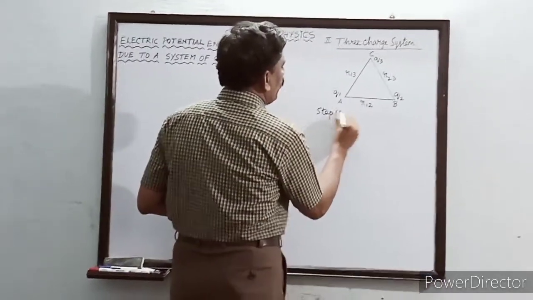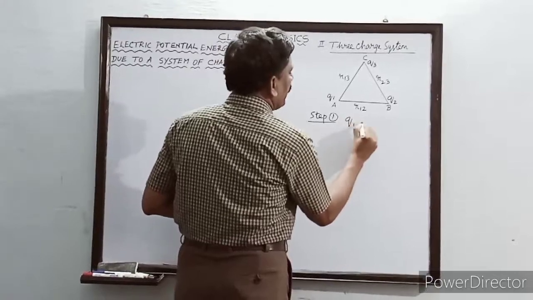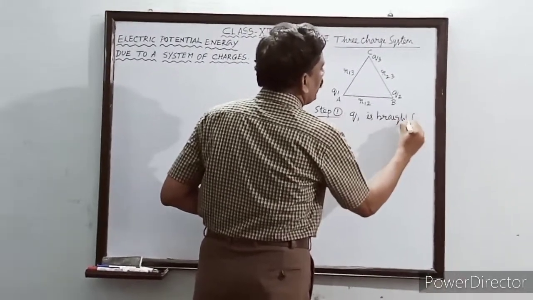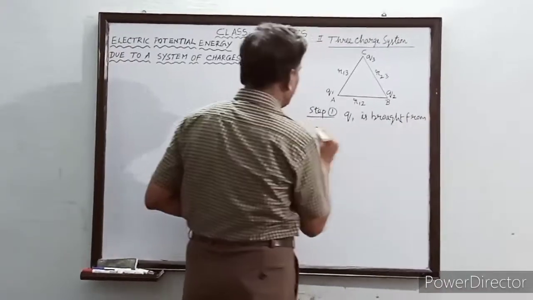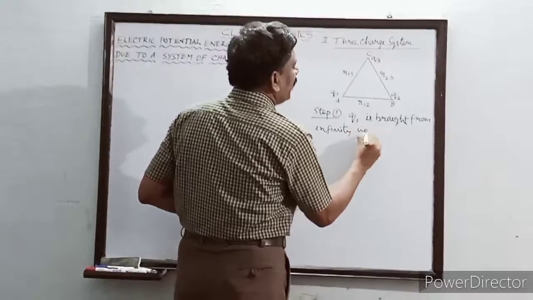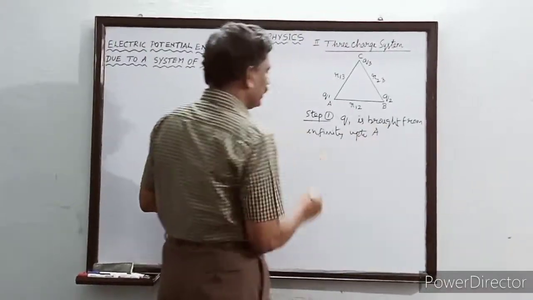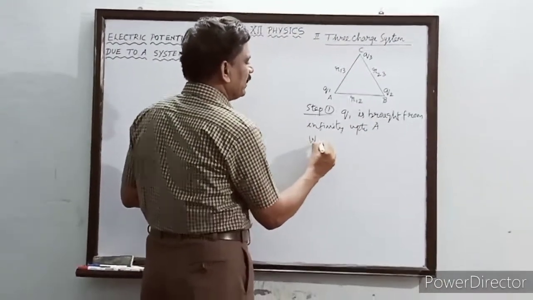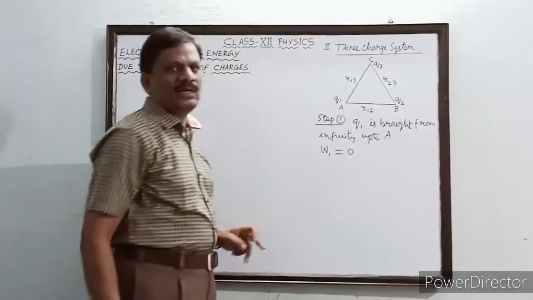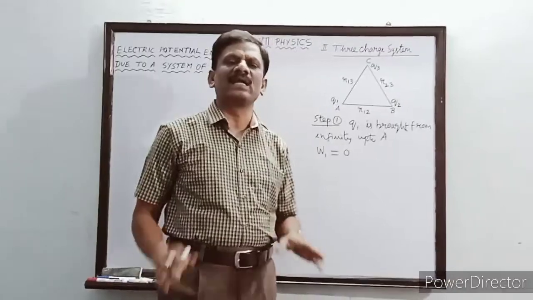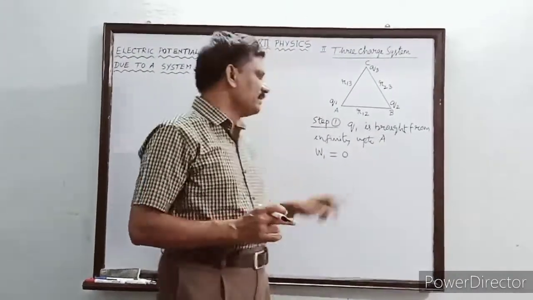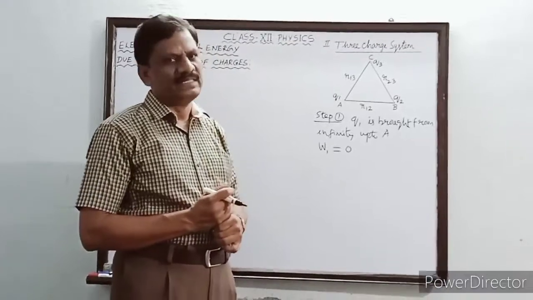In step 1, Q1 is brought from infinity up to the point A. In this case, the work done W1 is equal to 0. Why is the work done 0? Because there are no other charges, only Q1 is brought, and hence the work done is equal to 0.